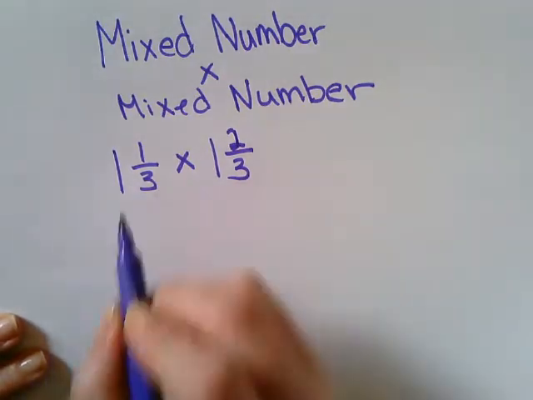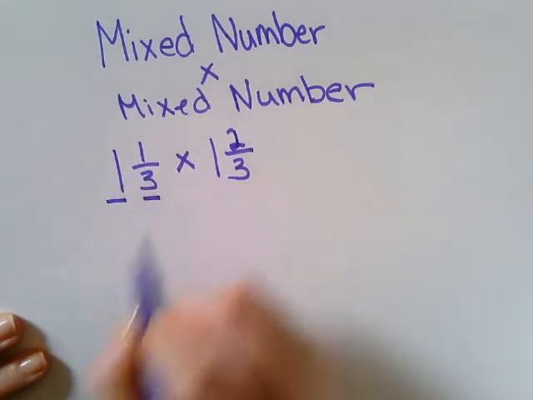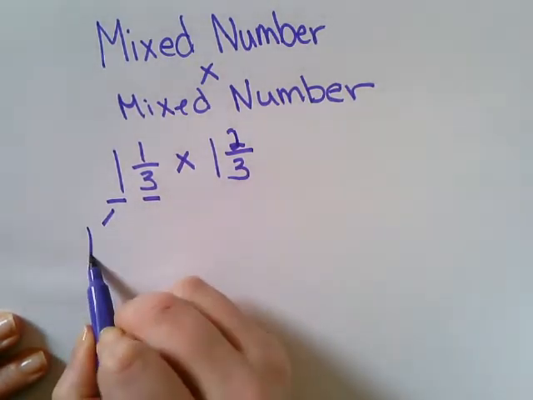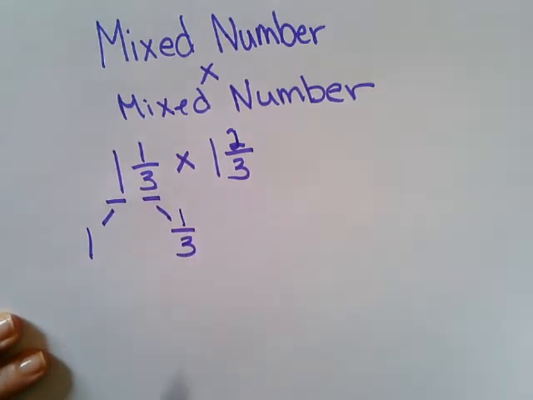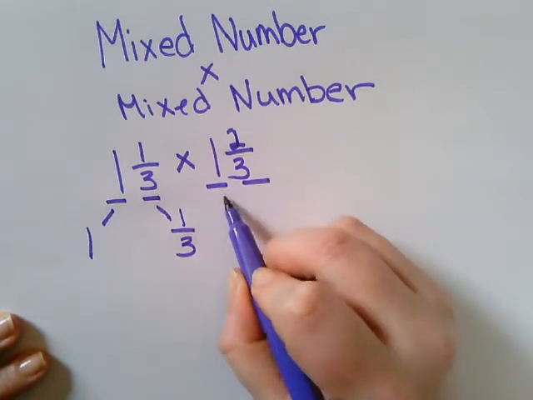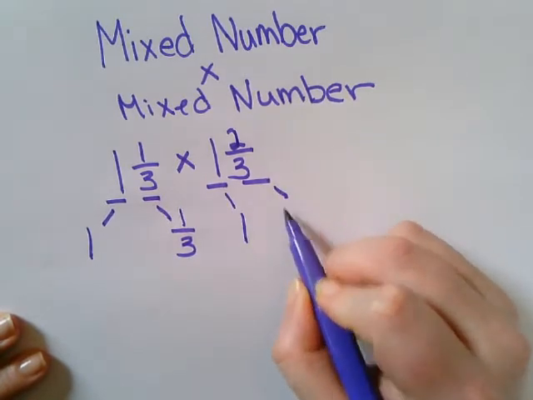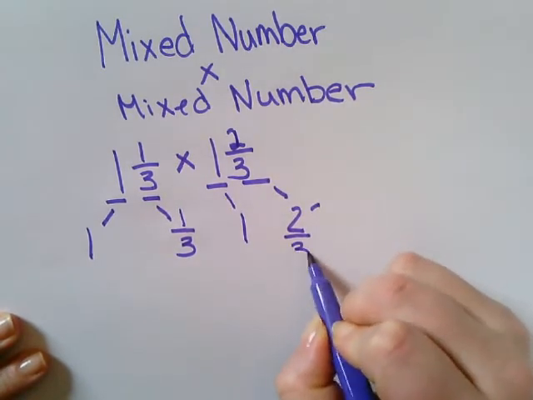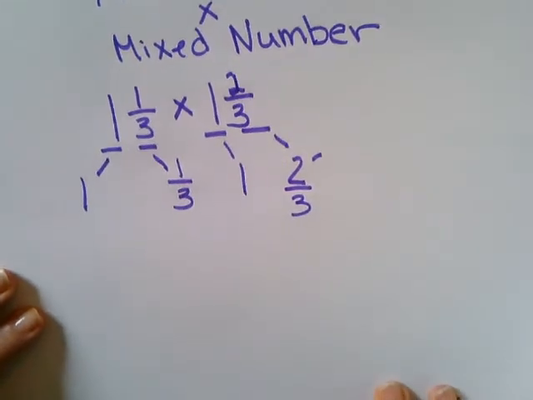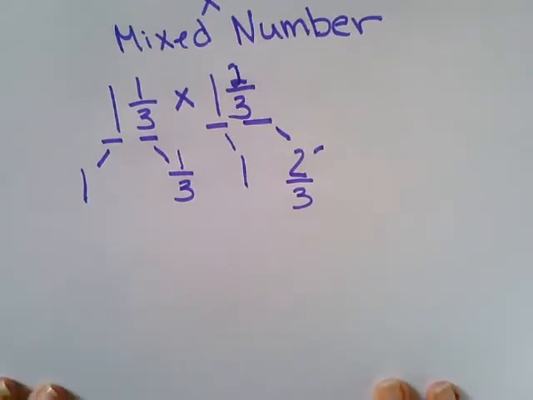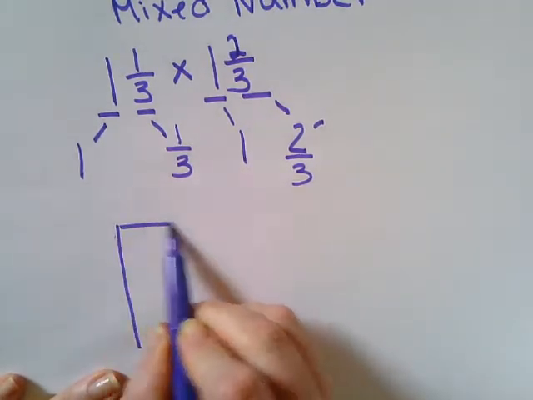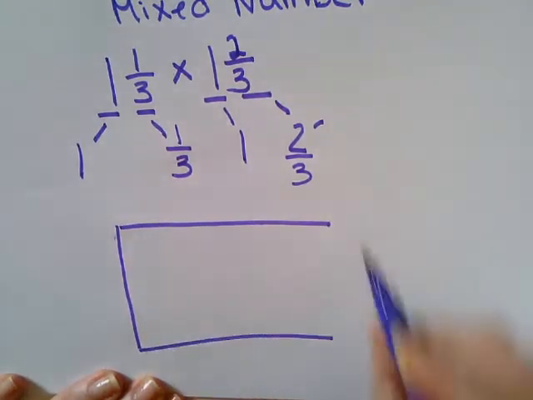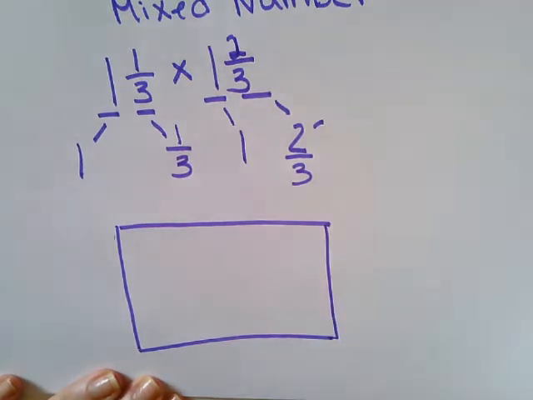Because there is a whole and a fraction part, you can break this apart into 1 and 1/3. This you can break up into 1 and 2/3. Once you break apart your mixed numbers, you are able to make your decomposition model. When you make your decomposition model, you are going to create a box.